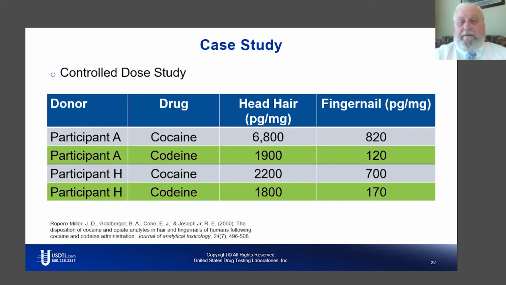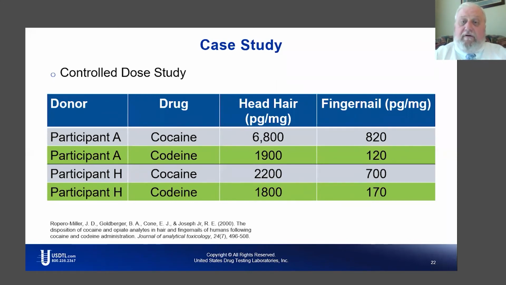They were looking at 2 of these basic compounds, on the alkaline end of the spectrum, cocaine and codeine, with codeine being a representative from the opiates. And we can see here that for participant A, in the hair, we had 6,800 picograms per milligram of cocaine, and the codeine was 1,900.